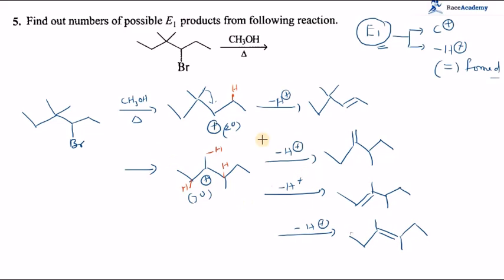So a total of how many kinds of active hydrogens we have removed, that makes a difference. Here this is 1, this is 2, this is 3, this is 4. We have removed 4 different places of this hydrogen. So what is the number of possible E1 products from the following? E1 product is nothing but an alkene.